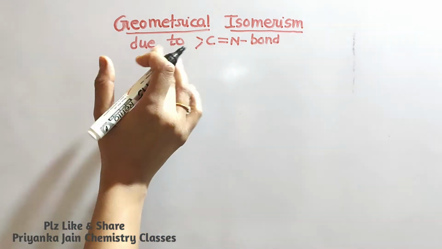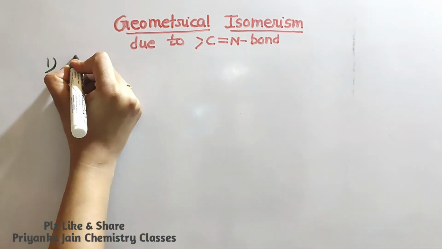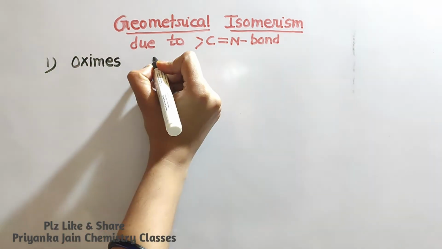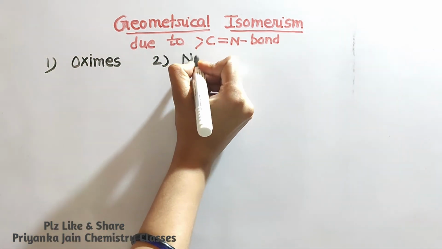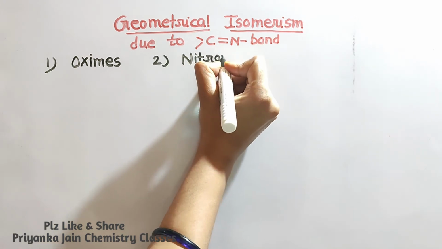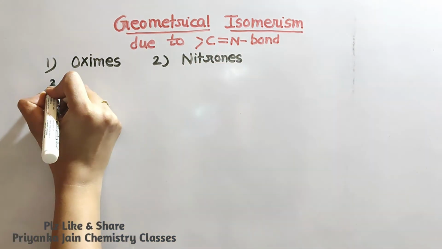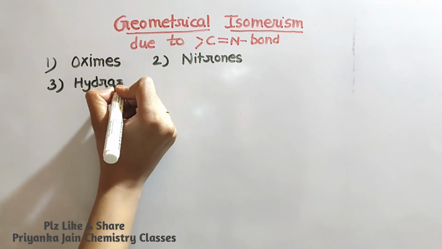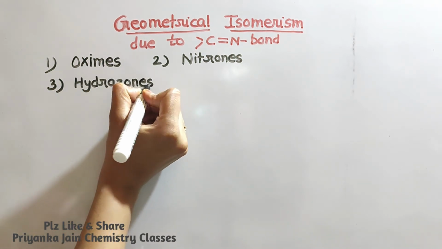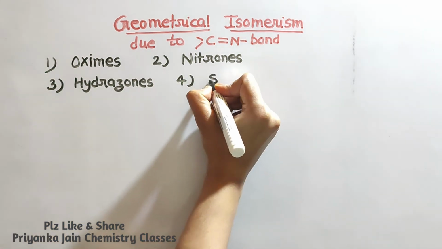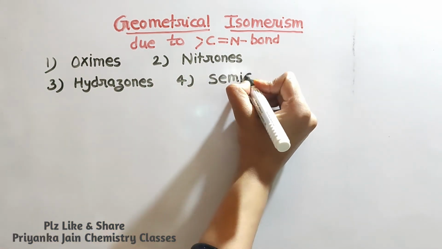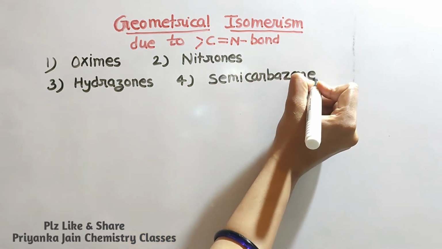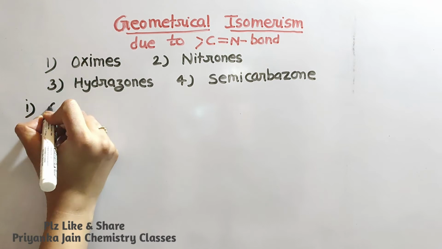So the examples of such types of compounds are oximes, nitrones, hydrazones and semicarbazones. Firstly we will see the case of the oximes because it is somewhat different.